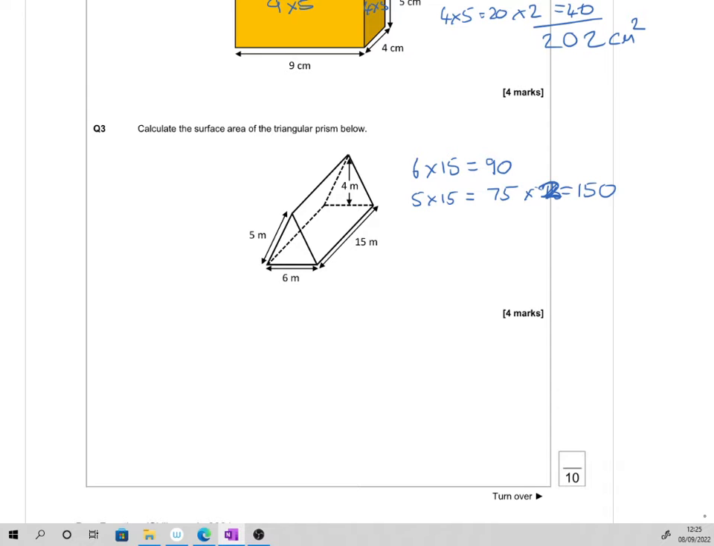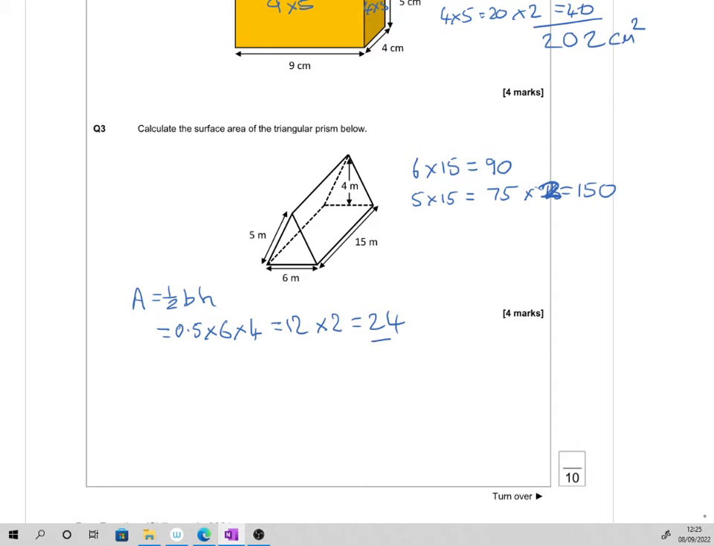Right, so we got the bottom and the 2 sides. Now we've got to do the triangle bits. Now the triangles, the area of a triangle is half base times height, which is 0.5 times the base is 6 times the height is this 4 at the back. So 6 times 4 is 24, half of that is 12. Now there's the front and the back triangle, so multiply that by 2, which equals 24.